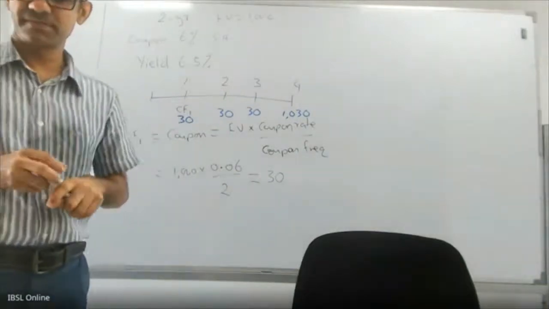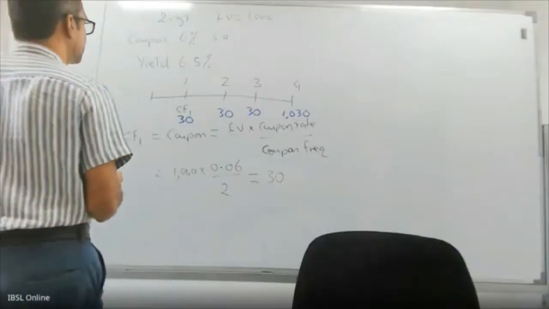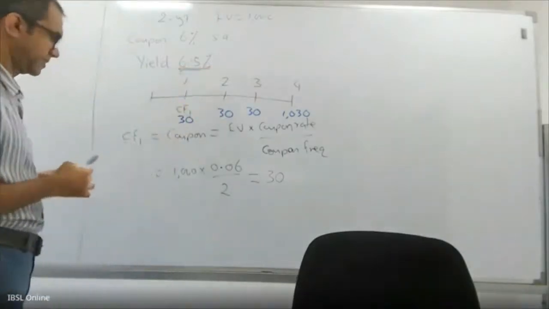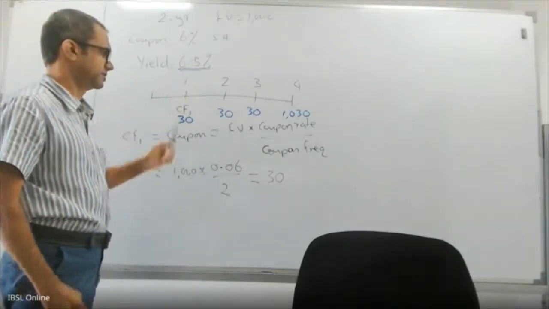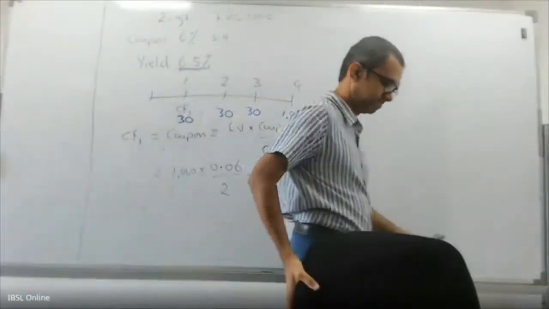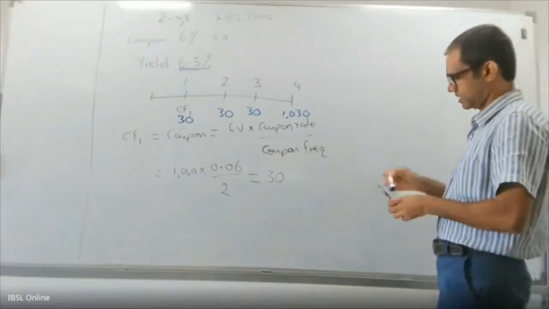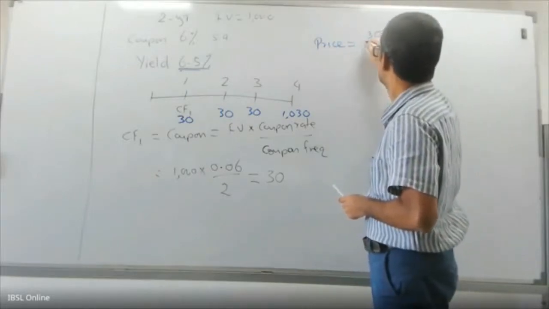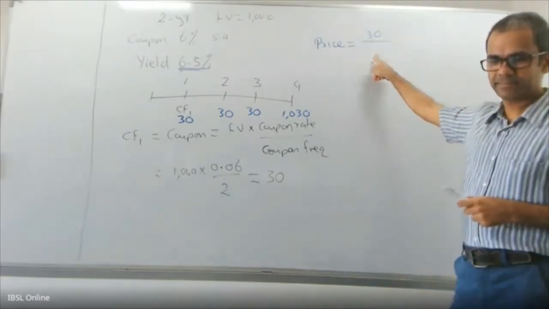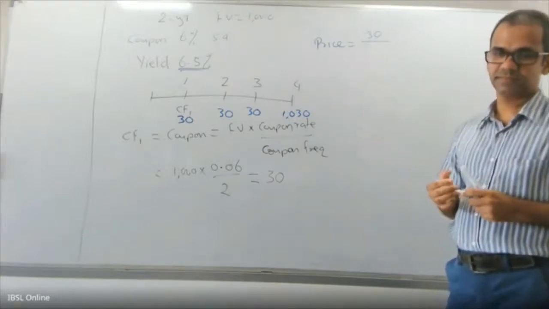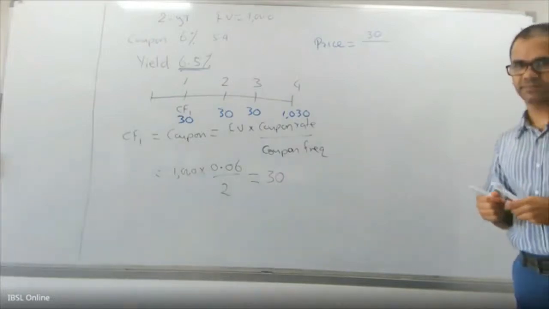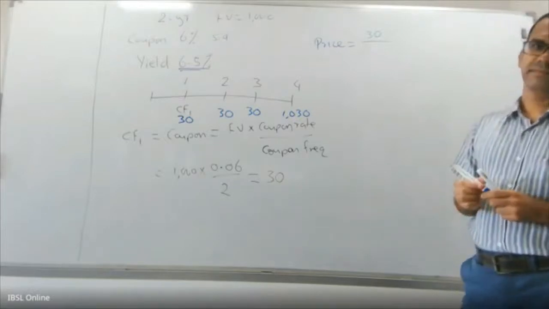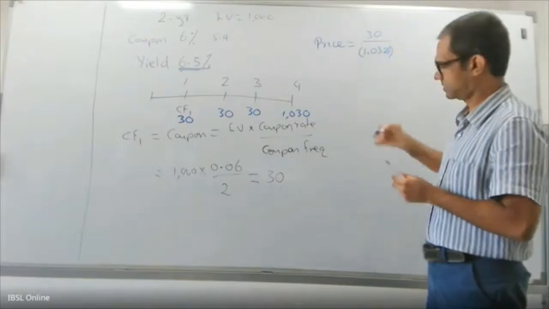Then what do you have to do? Discount it at 6.5%. So this is the annual rate. Then what's the price? $30 divided by 1.0325. What is this 1.0325?